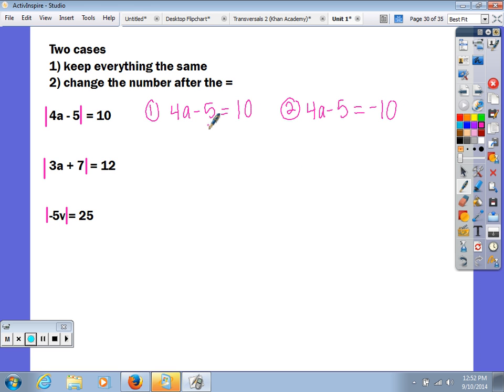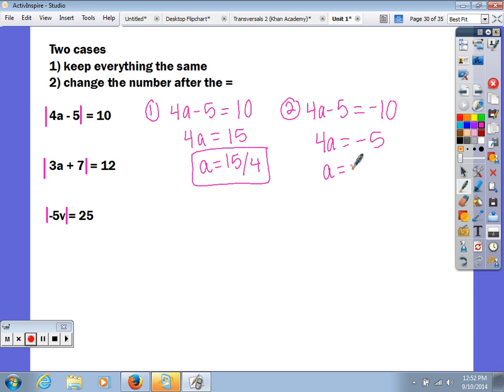So you would add 5, so you get 15. Then you divide by 4, so you get 15 over 4, and that is one answer. Same here. If I add 5, I get negative 5. Then I divide by 4, so I get negative 5 over 4, and that's my second answer. So if I substitute these back in for my value of a, whenever I take the absolute value, I should get 10 as my answer. And it would work. That's just the way you can check yourself.